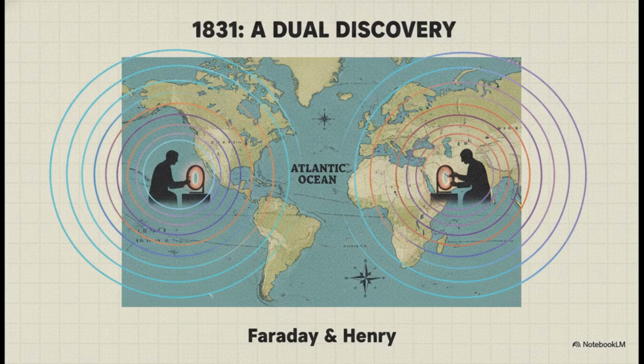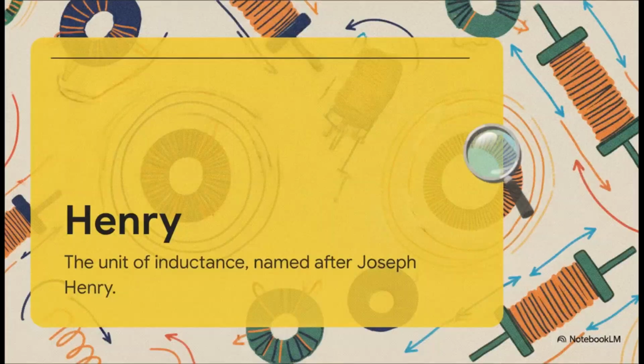Entirely independent of one another, with literally zero knowledge of each other's work, they both discovered that changing the current flowing through a coil of wire creates a changing magnetic field, and that field can push back to generate its own voltage. We call this electromagnetic induction. Because Joseph Henry discovered a closely related effect called self-inductance, the unit of inductance is named the Henry.